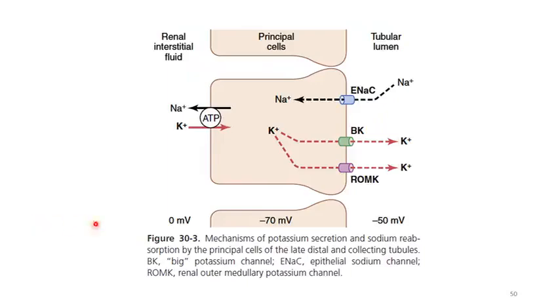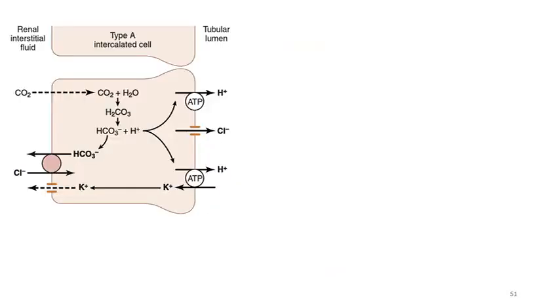In principal cells, luminal membrane, other than the ROMK potassium channel, there's another important potassium channel that is known as BK or big potassium channel, that is important in secretion of potassium into the luminal fluid. Type A intercalated cells in the late distal tubule and cortical collecting tubule pair the secretion of hydrogen ion with reabsorption of bicarbonate and potassium, as I mentioned earlier, and they are active in acidosis states.